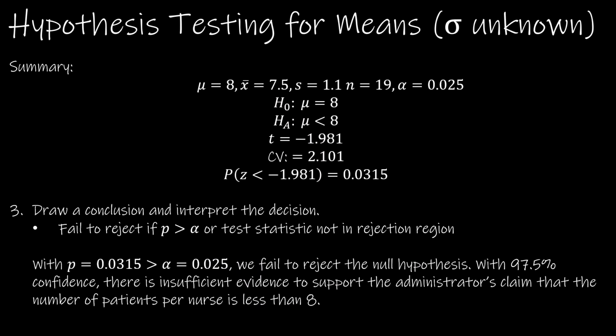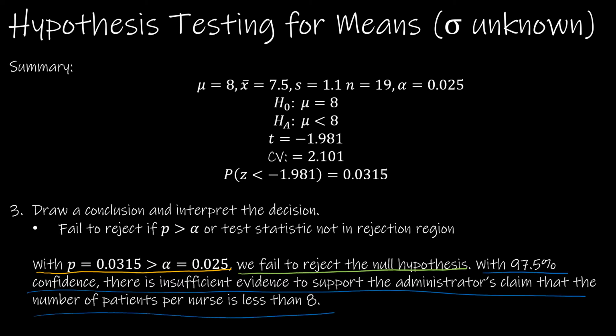So draw our conclusion. Again, both conclusions always should agree, and if they don't, you've done something wrong. Go back and figure it out. But in this case, we're going to fail to reject. Remember, there are three parts to a conclusion. Here's the reason behind our decision. Here's our decision, and here's what it means. So with p greater than alpha, we fail to reject the null hypothesis.